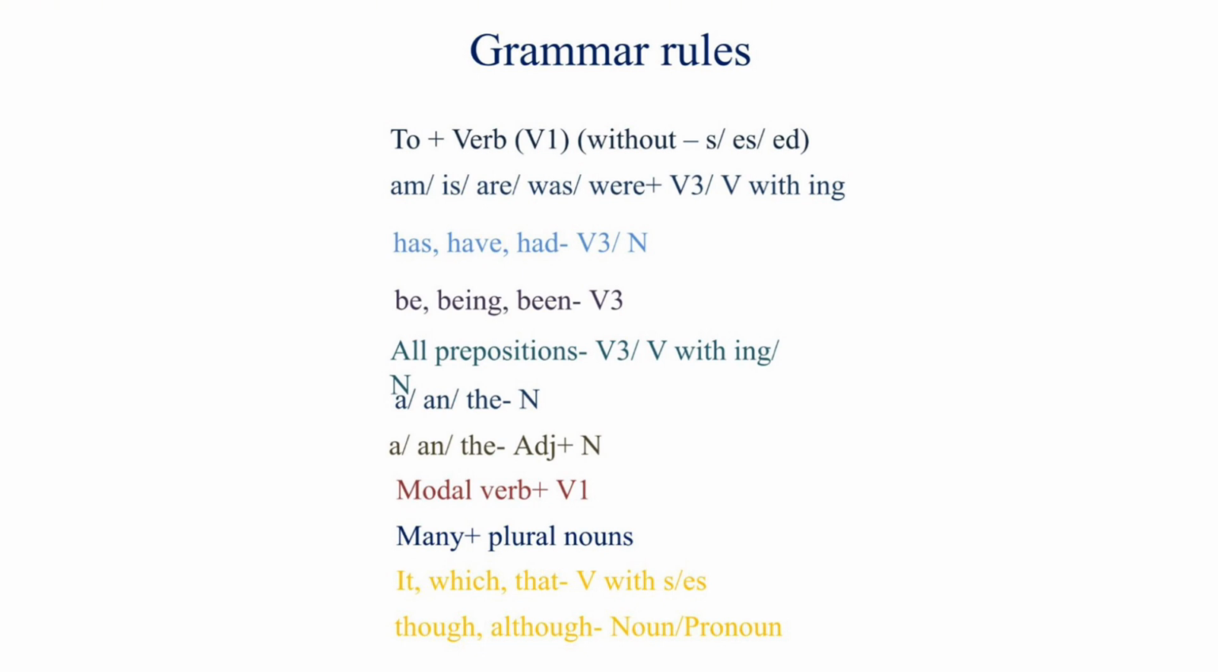Okay, the next is modal verbs, that is can, could, may, might, should, would, have to, must, will. These are the modal verbs. So after modal verbs, there would be V1, that is the verb in its original form, without s, without es, without ed, without ing, anything. Nothing would be there, only the verb in its original form.